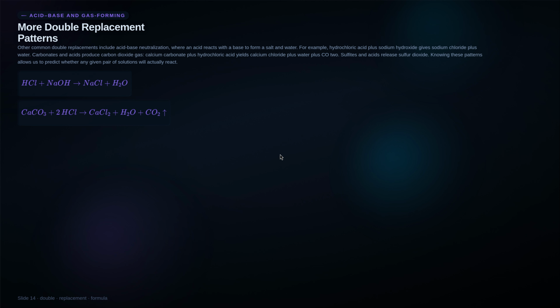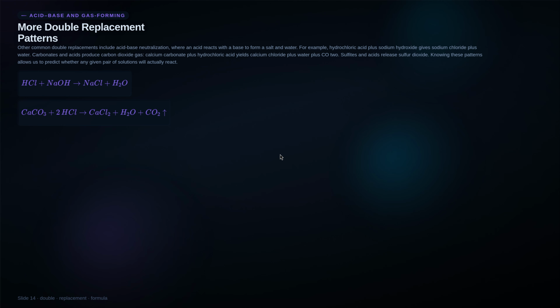The two compounds exchange their ions, with the cation from the first compound pairing with the anion from the second, and vice versa. Common examples include silver nitrate plus sodium chloride, yielding silver chloride precipitate plus sodium nitrate, and hydrochloric acid plus sodium hydroxide, yielding sodium chloride plus water.